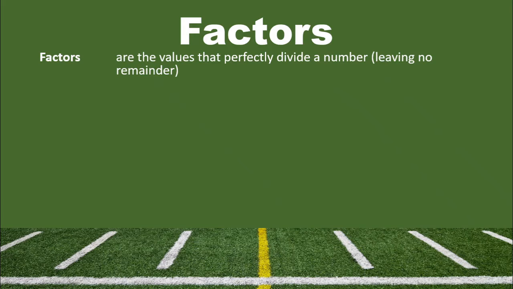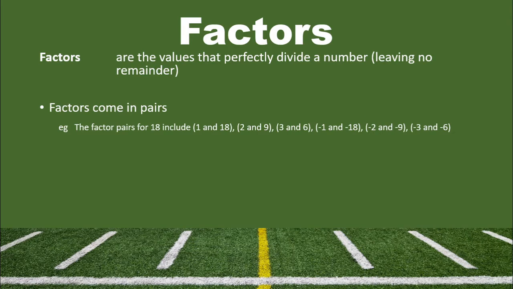Factors you should know about already. They're the values that perfectly divide a number, leaving no remainder. So whole number answers only. Factors come in pairs. For example, the factor pairs for 18 include 1 and 18, because if you divide 18 by 1, your answer is 18. And 2 and 9, 18 divided by 2 is 9.